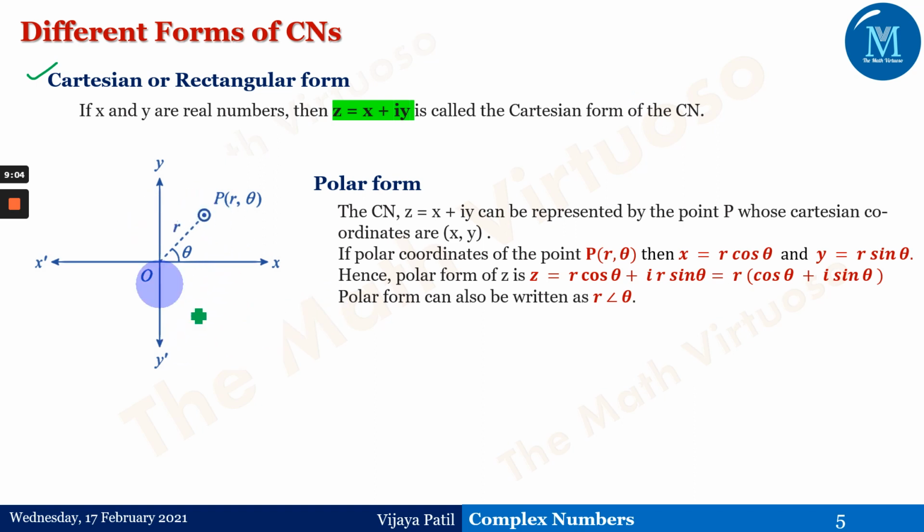Okay, as I have told you that we'll be going ahead with this r and theta, let me explain what this polar form is. The complex number z equals x plus iy can be represented by the point P, whose Cartesian coordinates are x and y. But whenever we want to go from Cartesian to polar, we have to take the substitution x equals r times cos of theta and y equals r times sine of theta. Putting these values in this x plus iy form, we get z equals r times cos of theta plus i times r sine theta. Taking r outside, we get cos of theta plus i times sine of theta.